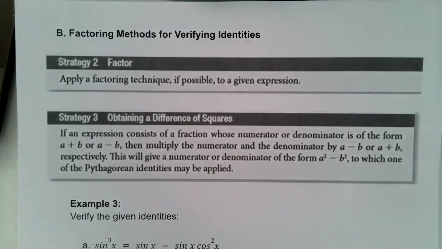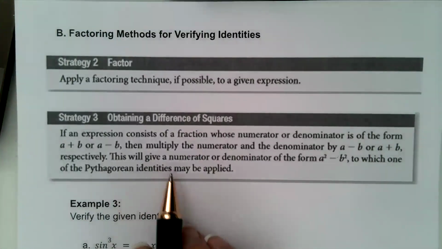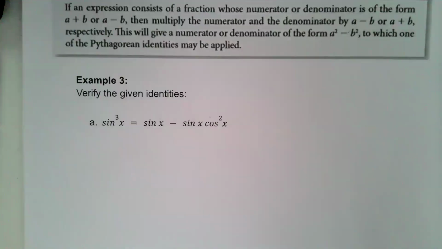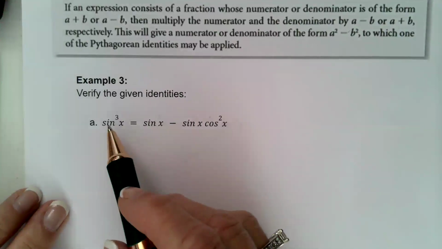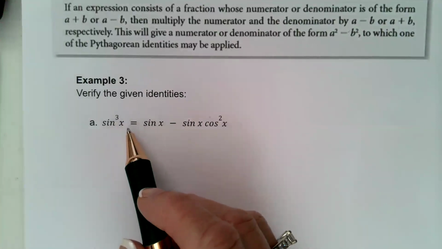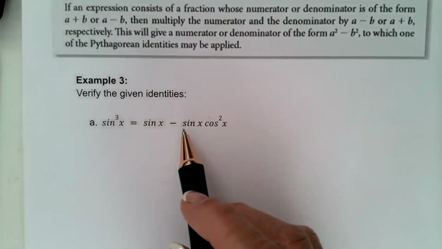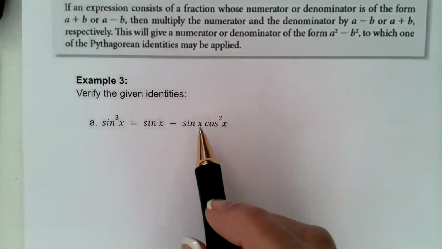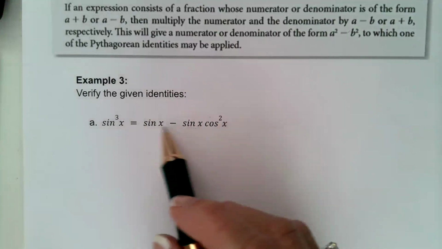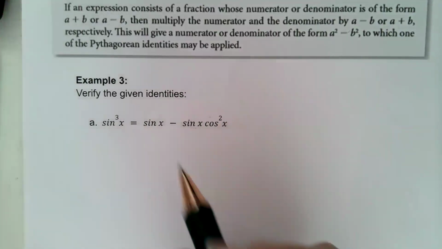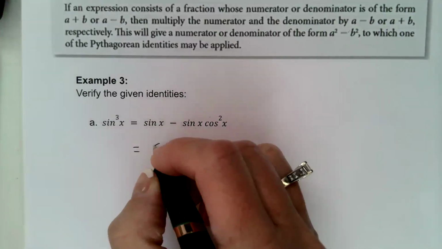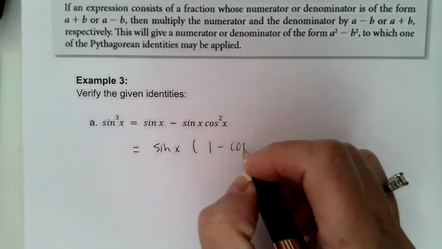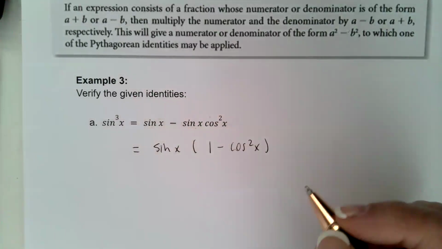Okay, and then one of the Pythagorean theorems can be applied. So let's try to verify the given identities in example 3. So we have sine cubed x equals sine x minus sine x times cosine squared x. So I notice here that these both have a sine x. So I'm going to factor out a sine x in front. So then I have 1 minus cosine squared x.